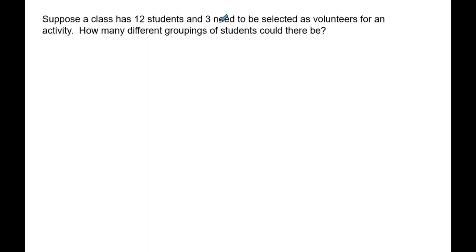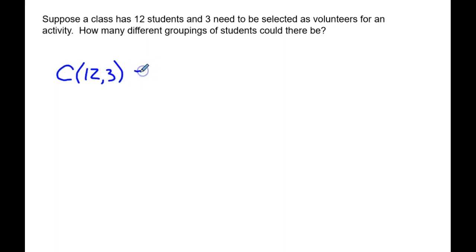Okay, so it didn't matter if I chose Bob, Susie, and Riley, or if I chose Riley, Susie, then Bob. All that matters is it's 3 students that are grouped together, so this is going to be a combination. So for notation, we're going to use a C. In our parentheses, first we have 12 total objects, comma, and we're selecting 3 out of that total.